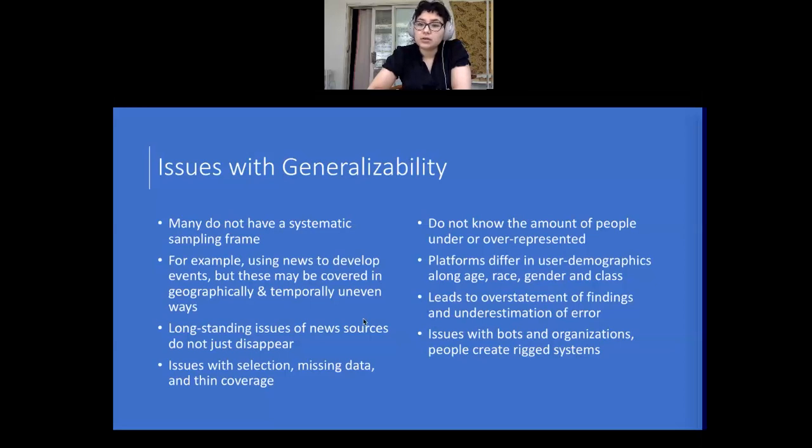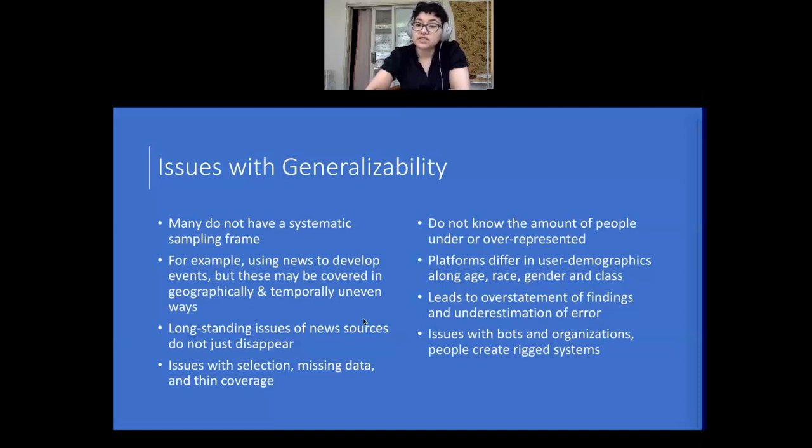So for example, there's a bunch of databases that try to identify different news events, but those news events are susceptible to biases in who covers the news in those areas and whether or not there are news institutions in those areas, right? So because of that, coverage might be geographically and temporally uneven. We know that in more urban areas, there are more likely to be news institutions, whereas in more rural areas, they don't have those institutions there. So therefore, there's some bias in that coverage.